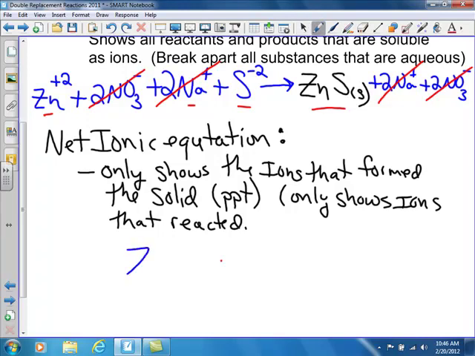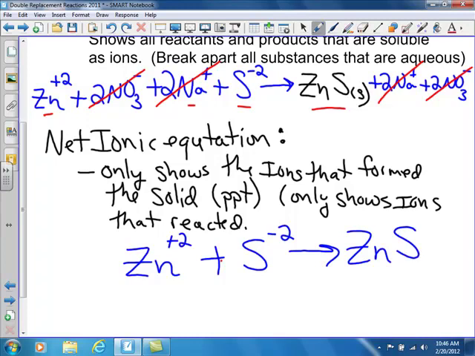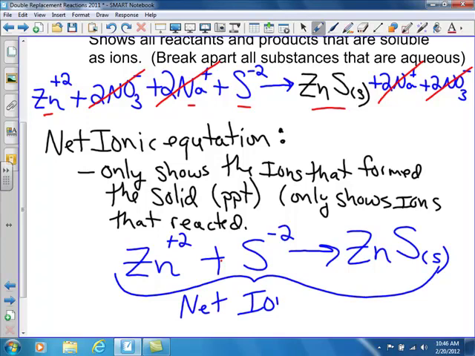So what I have left is what I write down. So when I write down Zn 2 plus S 2 minus yields ZnS solid, that is my net ionic equation. So this right here is called the net ionic equation because it shows what is left over.